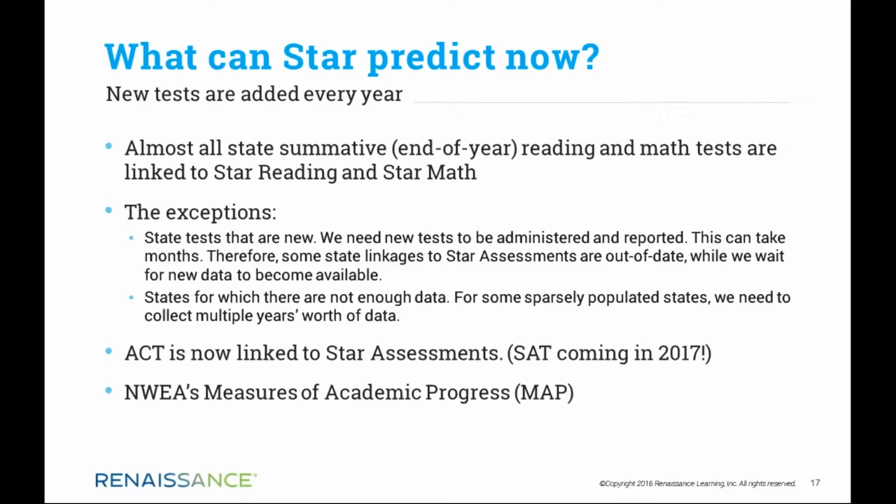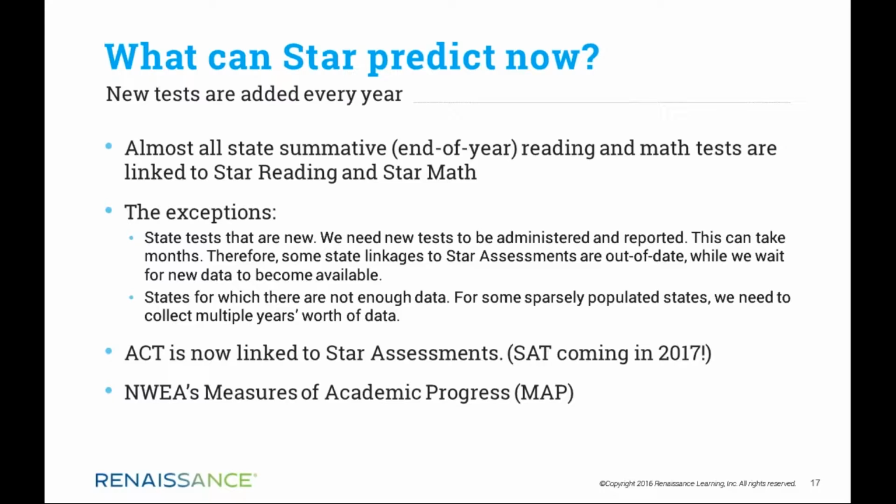When a test is new, and in the last several years, about 80% of the states in the U.S. have made at least one or maybe 2 changes to their state test. When that occurs, we need the new test from the state to be administered. We need the scores done. We need the proficiency categories finalized. And when that's done, we get the data, we do the analysis, and hopefully within a few months or maybe up to a year, we can produce that new linking study.